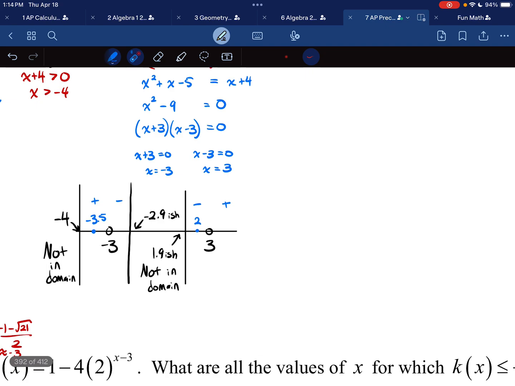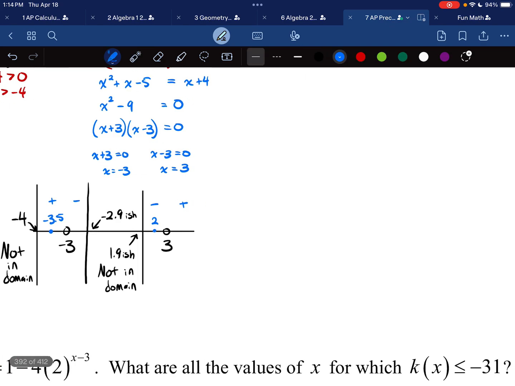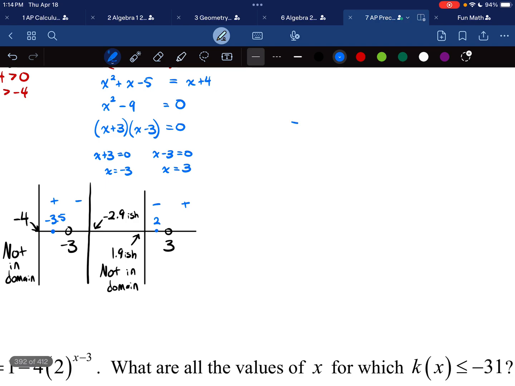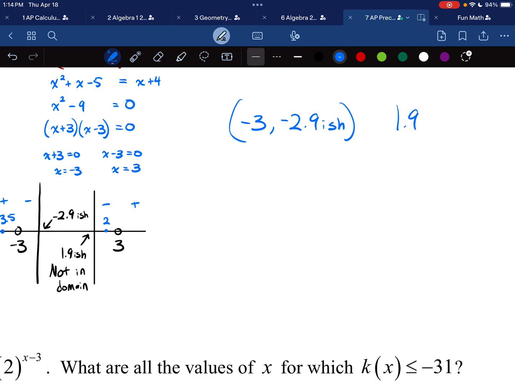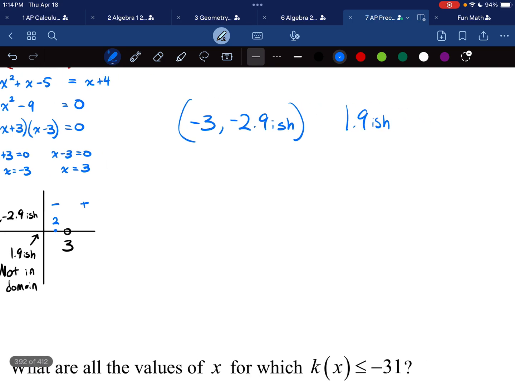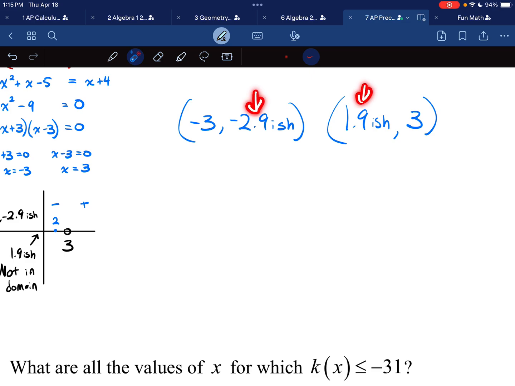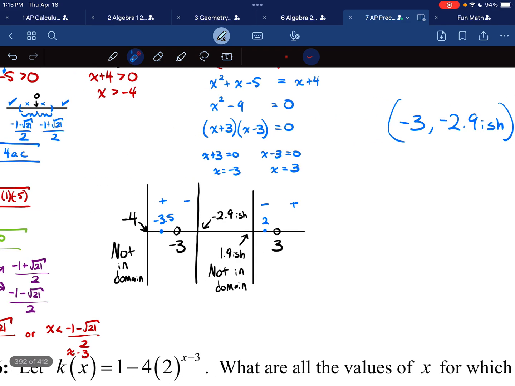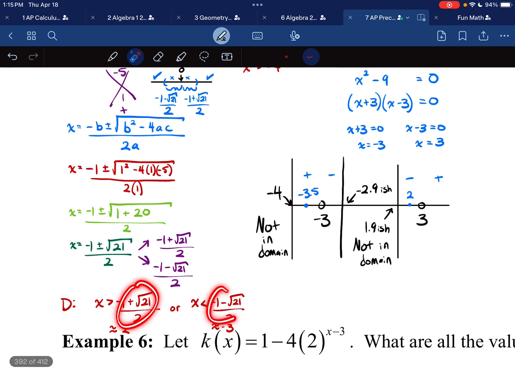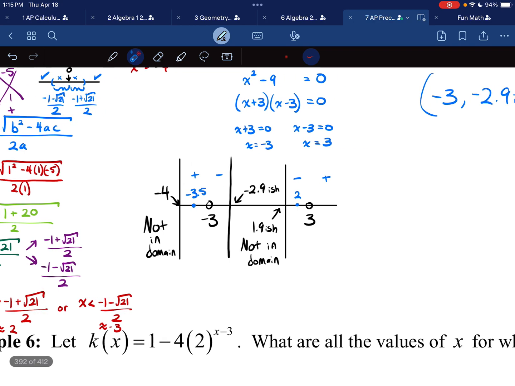So when I come down here, my bounds are, this is going to be a sketch, not my final answer. My sketch says between -3 and -2.9-ish, and I also have the bound from 1.9-ish all the way to 3. That's the final answer. The problem is, you can't just say -2.9-ish or 1.9-ish. These are exact values, which we did find way back in the problem, all the way back here.